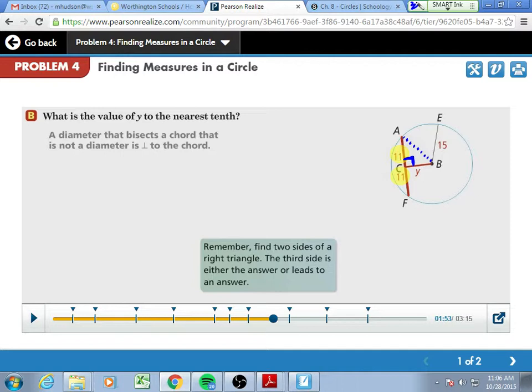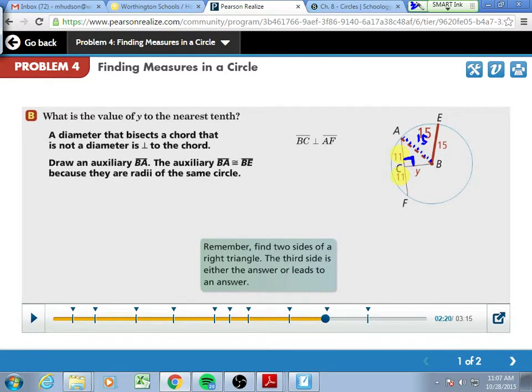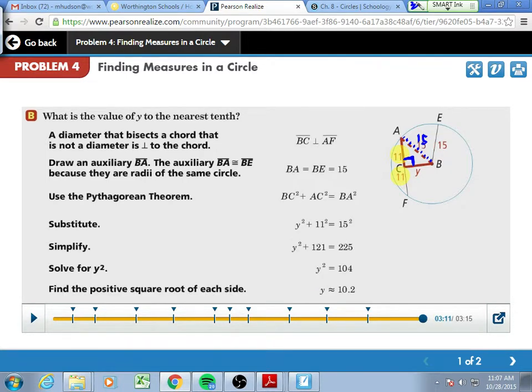So from there, we also know that if I draw that dotted line like you have on your paper, what about that dotted line? Sasha? It is also a radius. It's a radius, so what's it going to measure? 15. So then we can do 15 squared, 225, minus 11 squared, which is 121. We get an answer of about 10.2.